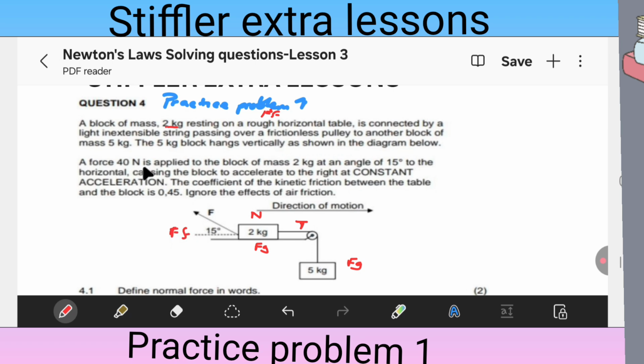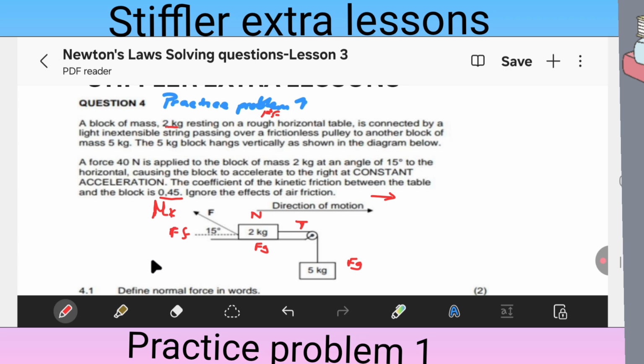A force of 40 newtons is applied to the block of mass 2 kg at an angle of 15 degrees to the horizontal, causing the block to accelerate to the right. So now the blocks are accelerating to the right; this is the direction of motion. The coefficient of kinetic friction between the table and the block is 0.45. Ignore the effects of air friction.